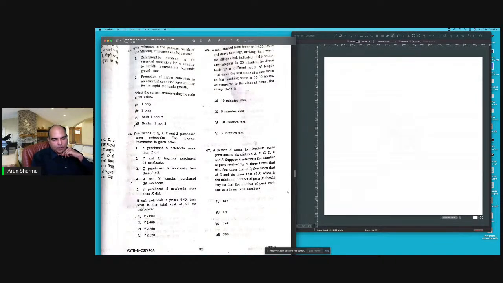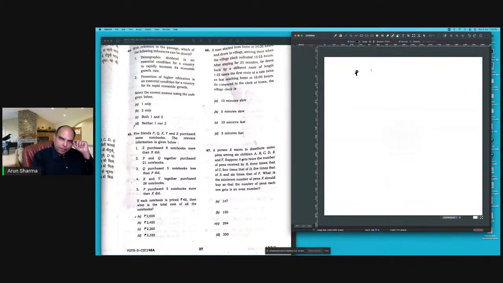Five friends, P, Q, X, Y, Z, purchase some notebooks. The relevant information is given below. So P, Q, X, Y, Z. Z purchased 8 notebooks more than X. So Z is X plus 8.